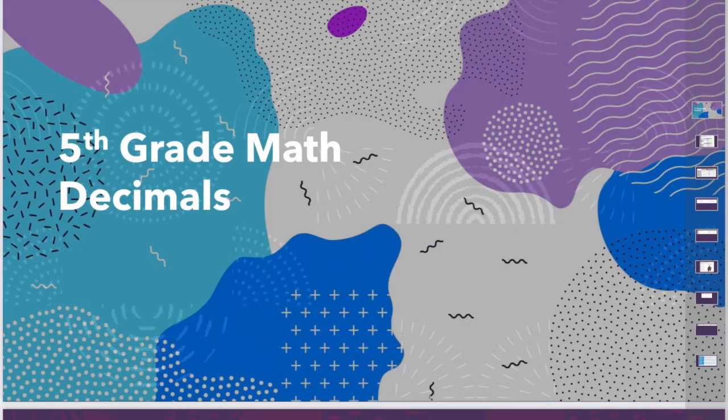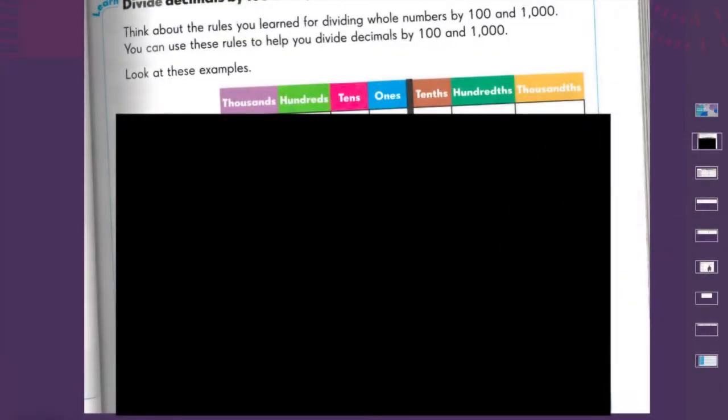Today's lesson will focus on dividing decimals by 100 and 1000. Okay, so we've been talking about the rules for when we multiply numbers by 10, 100, 1000. And in our last lesson, we looked at the rules for multiplying decimals by 10. Today we're really going to focus on multiplying decimals by 100 and 1000. So we're going to use what we've already learned and build on that with today's lesson.